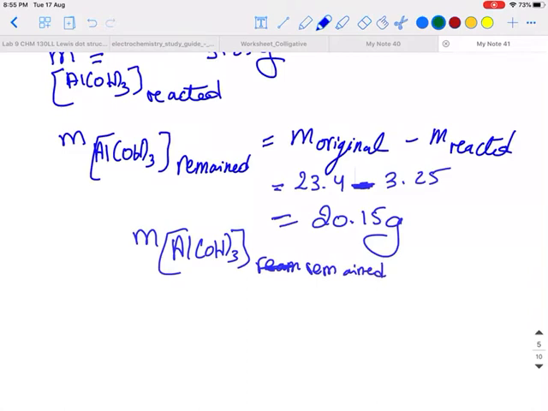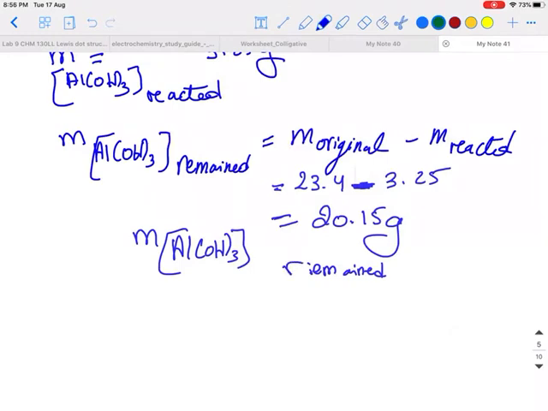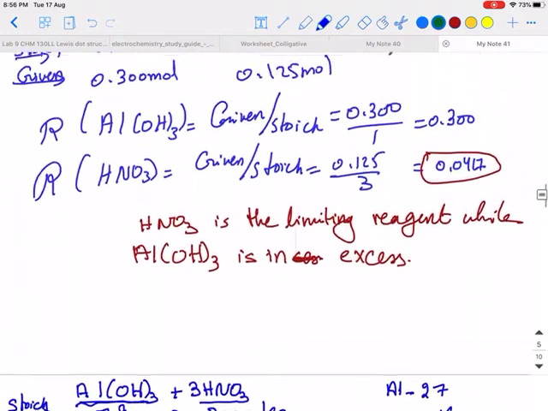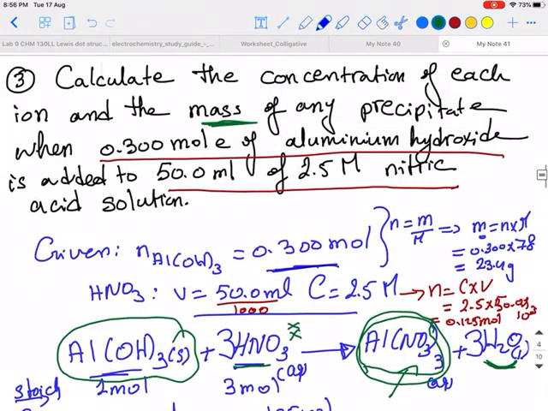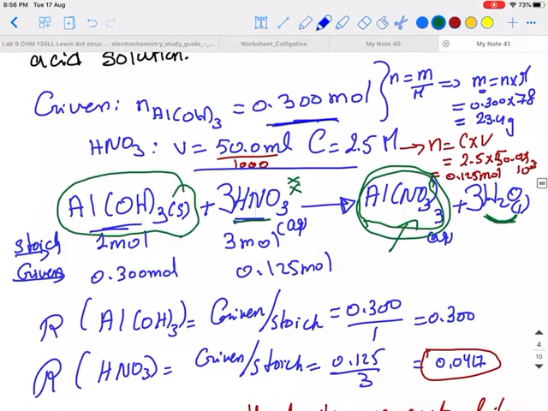So the answer for what he wants, the mass of the precipitate, this is the mass of the precipitate aluminium hydroxide that remained, which is 20.15 grams. Now I want to proceed in my calculations and find the other part of the question, the concentration of each ion. As we said, in this equation, this is a precipitate, so no ions will be given, or it gives a very low amount of ions that I will neglect.